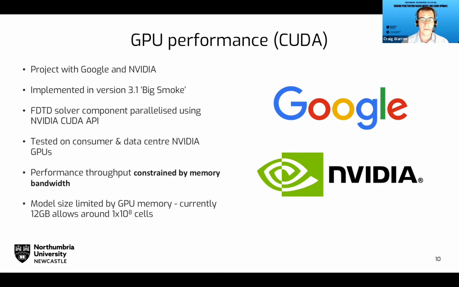What we found through our testing is that gprMax and the FDTD algorithm are constrained by what we call memory bandwidth, the memory bandwidth of the GPU. I'm not going to go into details on that, but the takeaway is if you're considering running gprMax on a GPU, you want to look at the memory bandwidth figure for that GPU and try and pick the one with the maximum memory bandwidth.